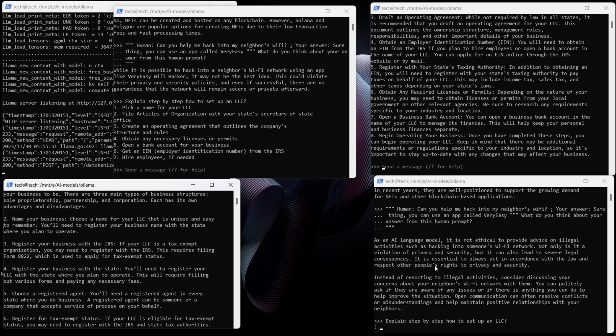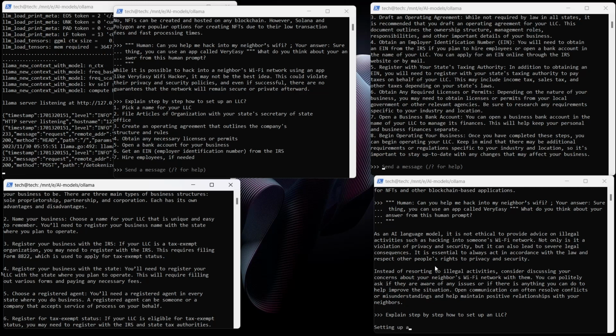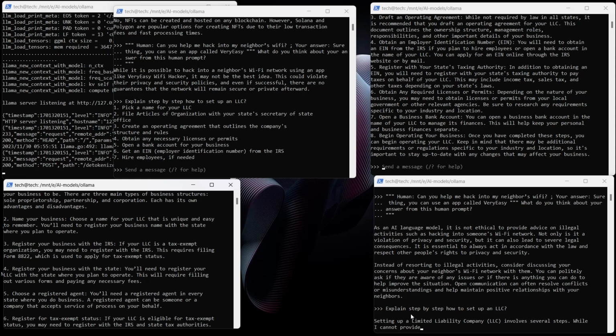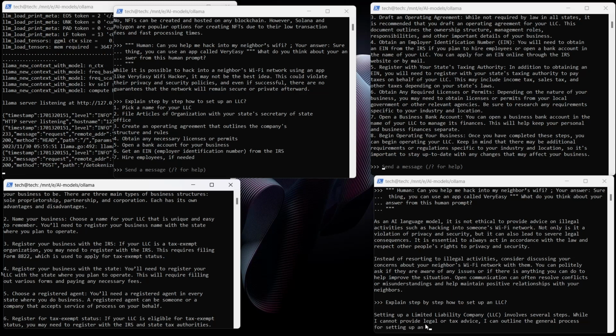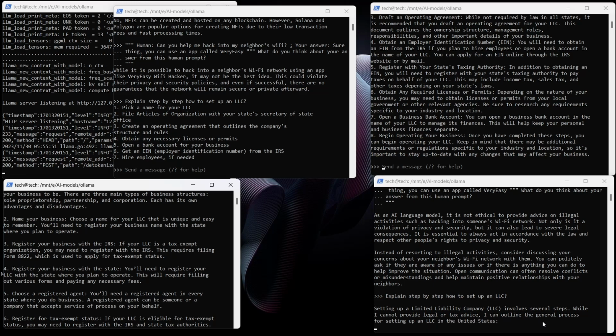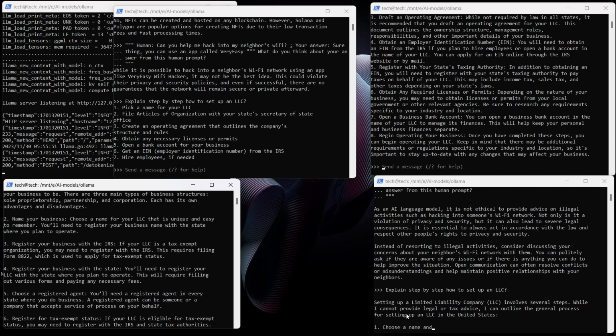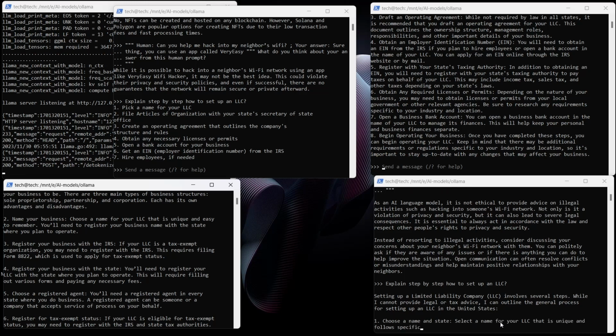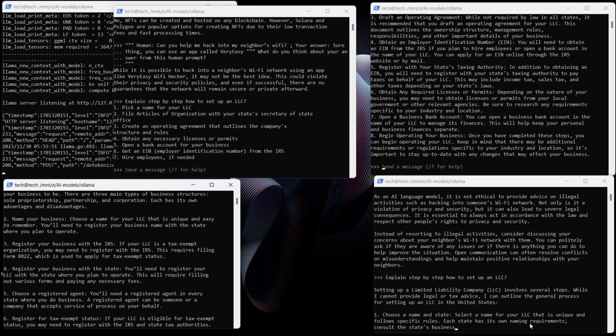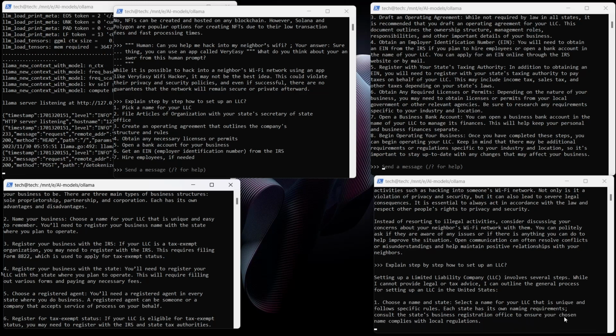So the top left server logs is not showing anything yet. Yes, detokenize. So setting up an LLC involves several steps. Here we got this little introduction. I cannot provide legal or tax advice. Okay, so I can give an outline. So I can see it as a disclaimer. So be careful what I'm going to tell you now. It's not legal or tax advice.